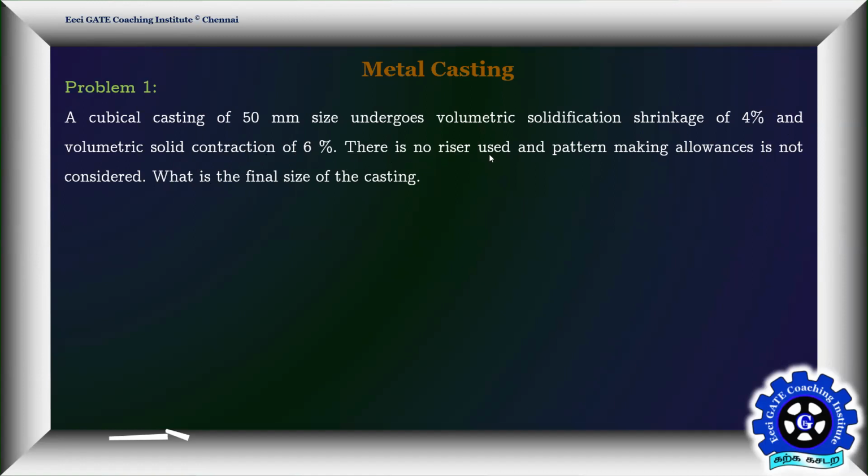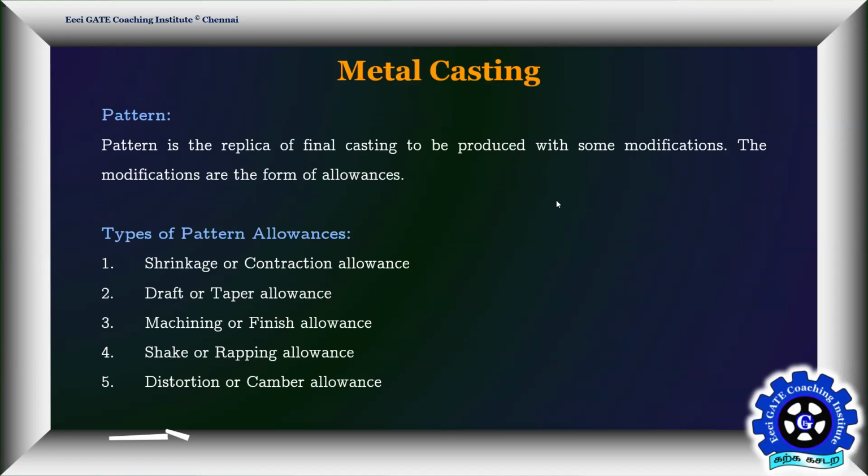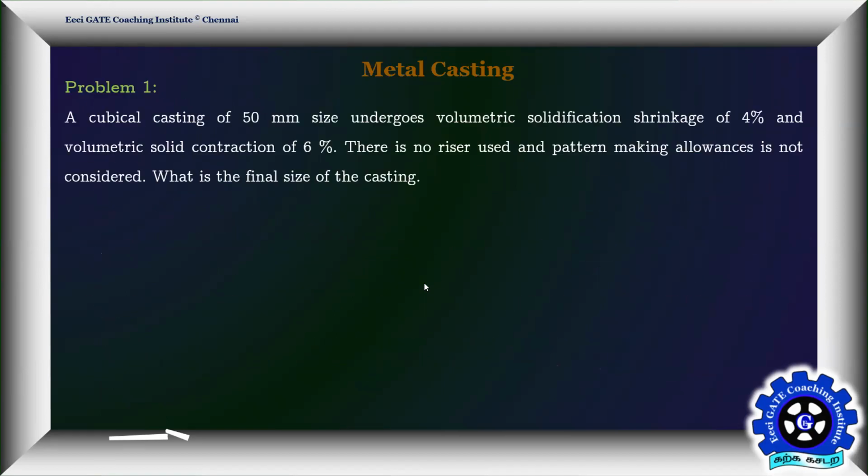There is no riser used. Obviously, who will compensate solidification shrinkage? Riser, right? I told you that. This solid shrinkage will be compensated by pattern, and this will be compensated by riser, but there is no riser, and pattern allowances are not considered. Even pattern allowances are not considered, and riser also is not used. It means that obviously your cubical casting will be compressed or not? Yes or no?